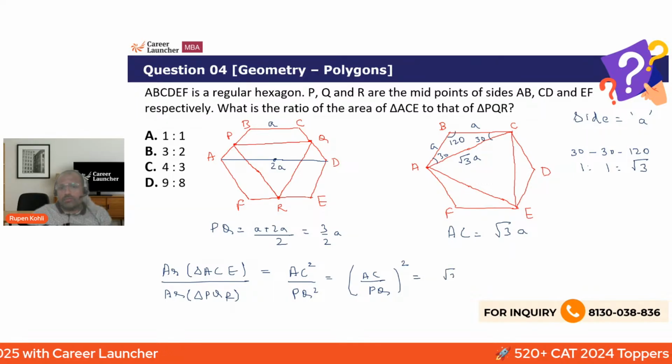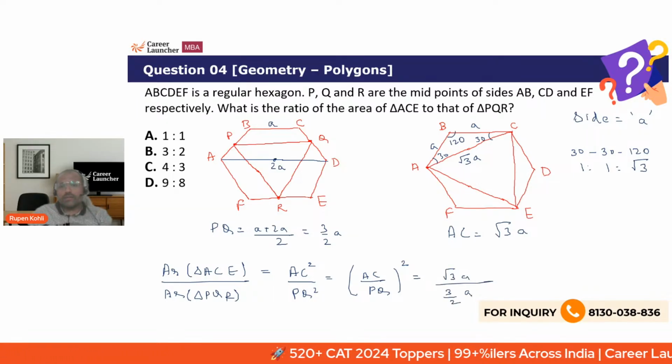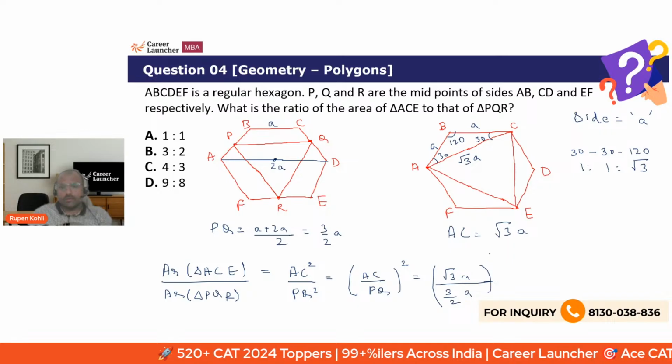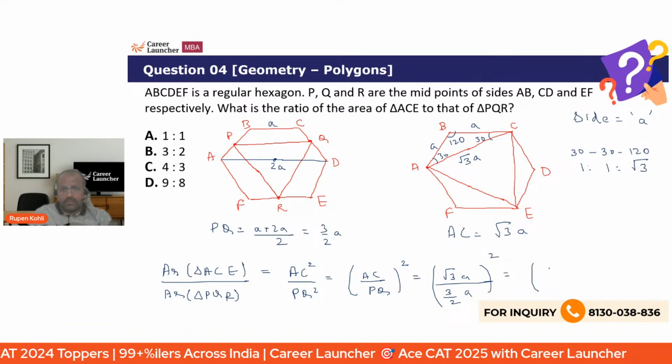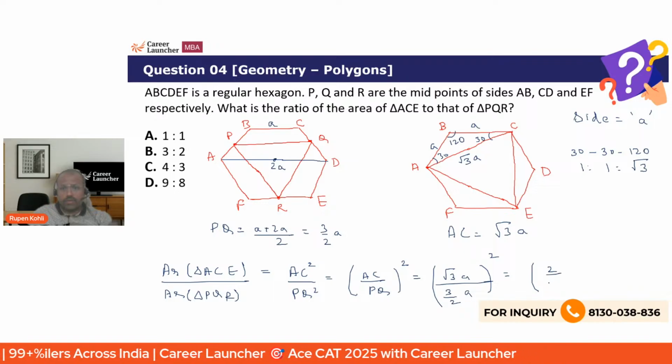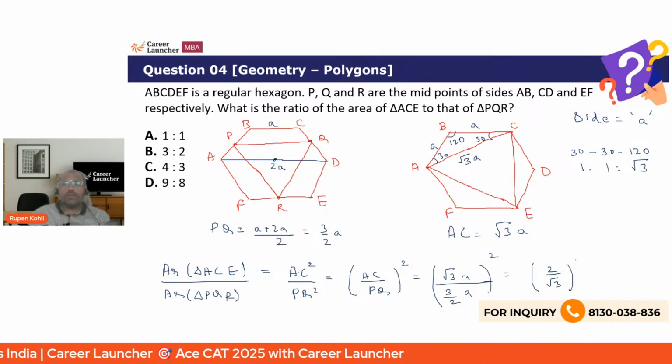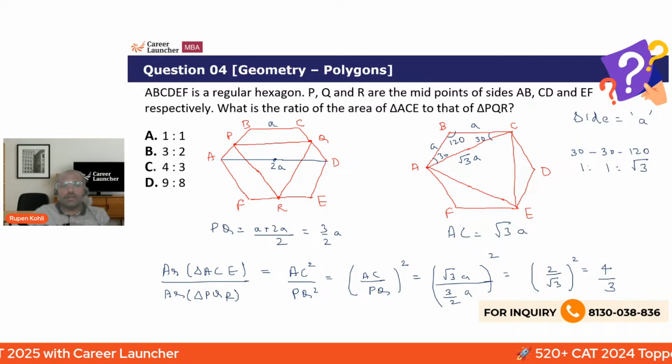So this is root 3A, and this is 3 by 2A the whole square. So root 3 cancels here, and inside of the square you have 2 by root 3 left, the whole square. So that is a ratio of 4 is to 3, right? 4 is to 3 is the required ratio, right?